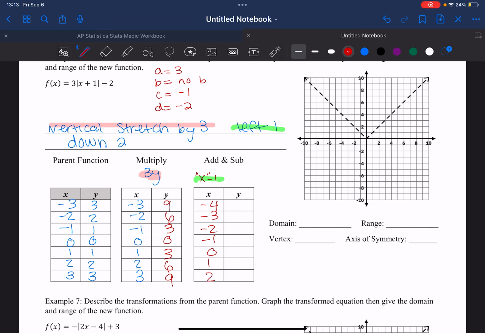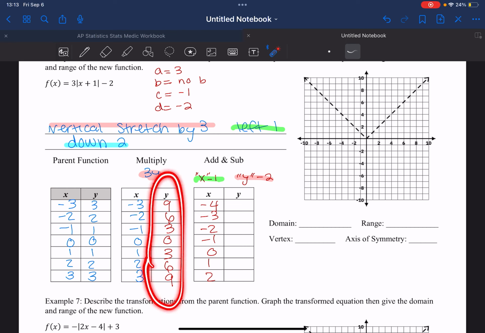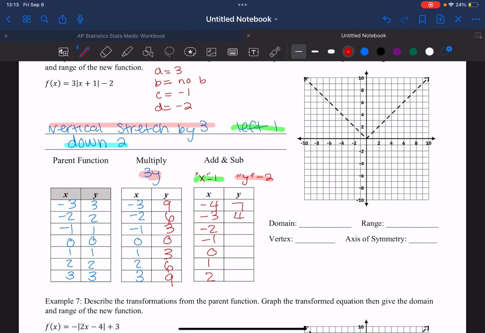And then to find my new y's, I have to look at this part where it says down 2. So that means I'm going to take my y values and I'm going to subtract 2. Okay, so again, I'm taking these y values, subtracting 2 to get my new y values. Okay, so I have 7, 4, 1, -2, 1, 4, 7. What I just created here was my new points that I'm going to plot.